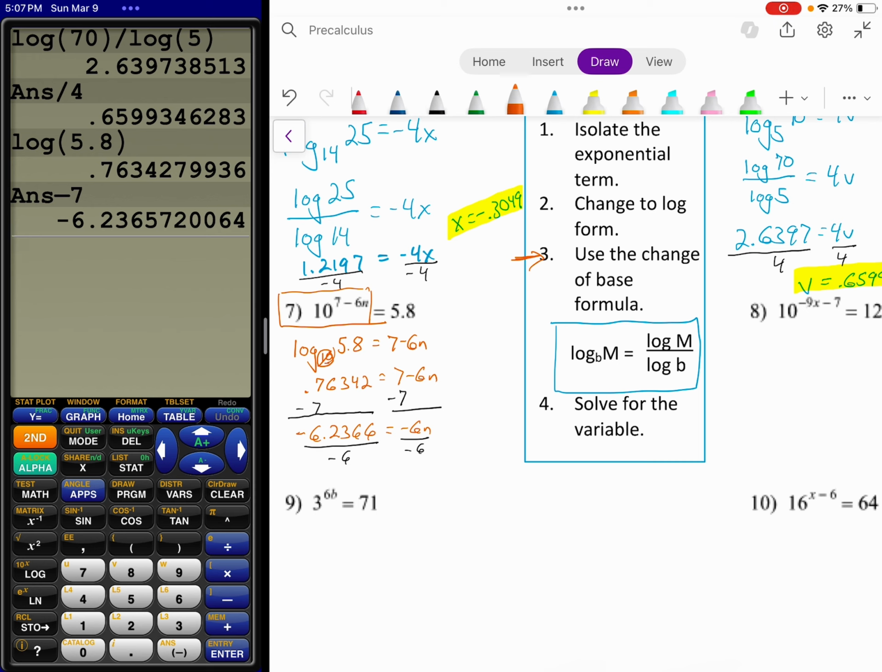And we get n equals, so we're going to divide this. So back to our calculator, we're going to divide by negative 6. And we get 1.0394 as our answer.